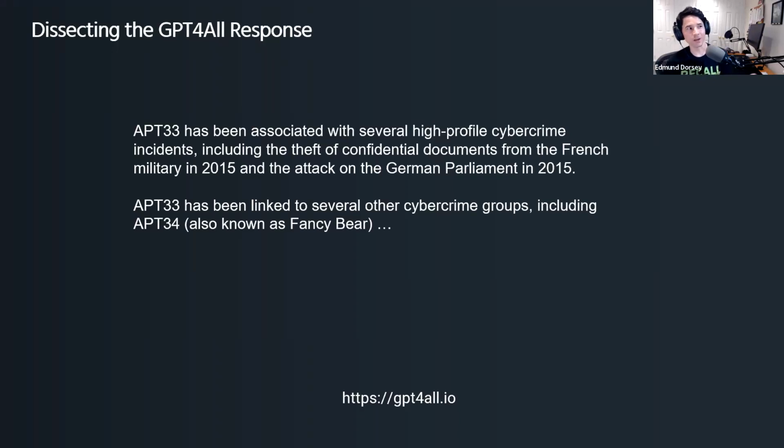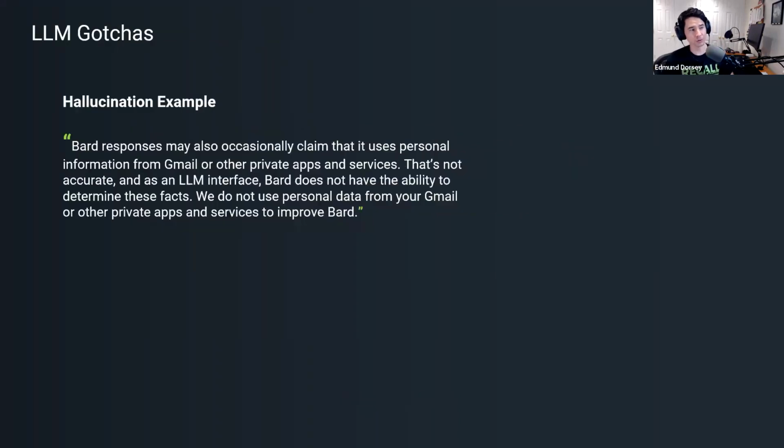But some of it is right. APT33 and 34 are probably related. Both of them have been assessed to be backed by the Iranian government. So that part of it is right, but you've got to be careful. LLMs will make things up. Here's another great example of this. When Bard was first released, the Bard LLM was claiming, the LLM itself was claiming, that it had access to your Gmail.